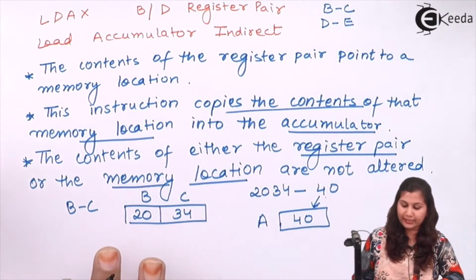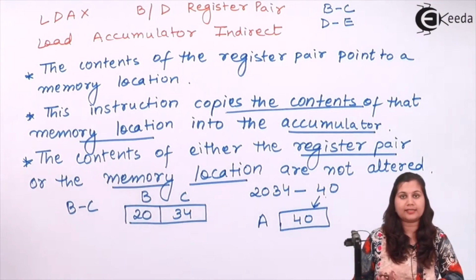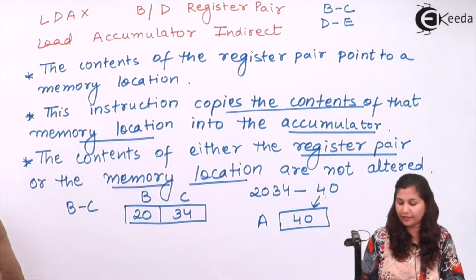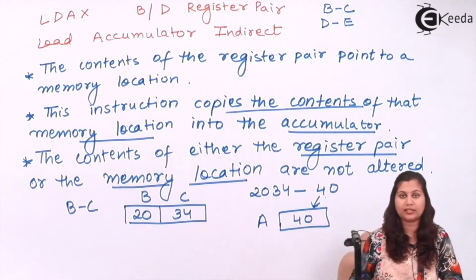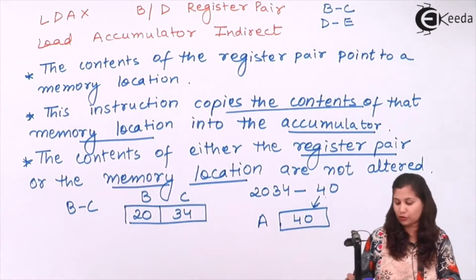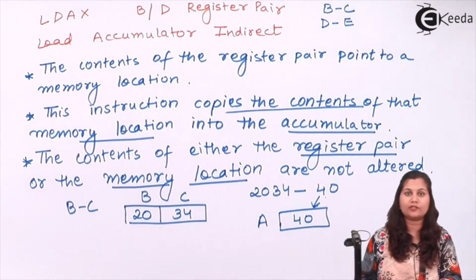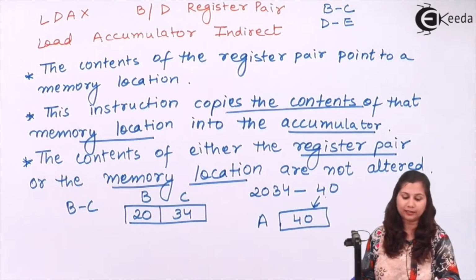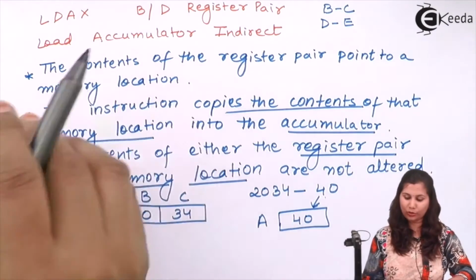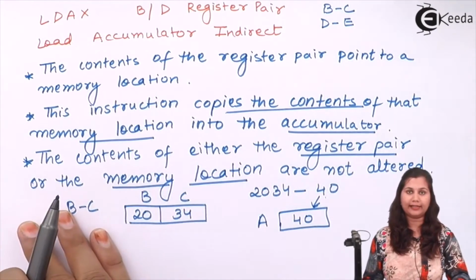So you can see that these instructions are just transferring or copying the contents. They are not changing the contents, just picking the content from here and storing it at another place. They are just copying or transferring the data. So this was LDAX, that is loading the accumulator indirectly.